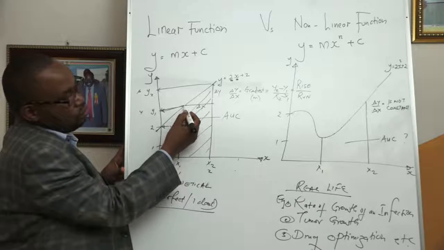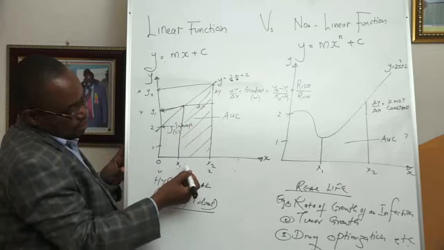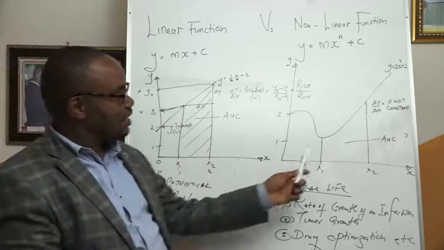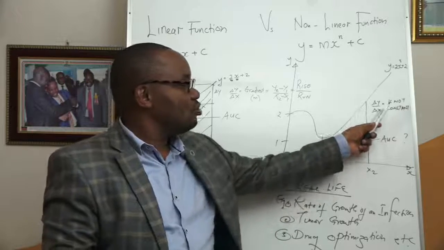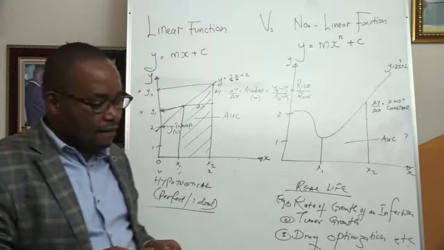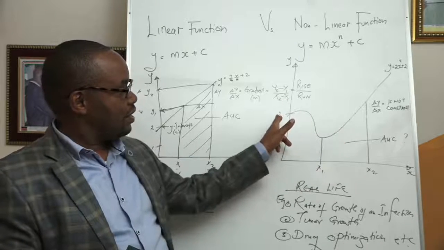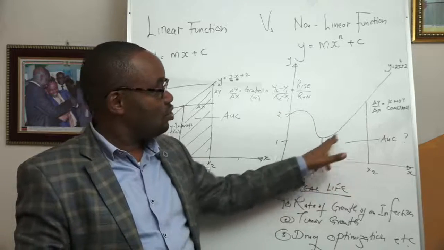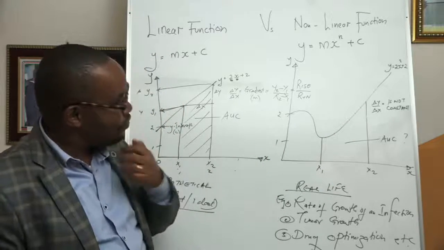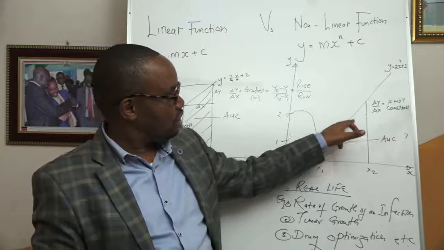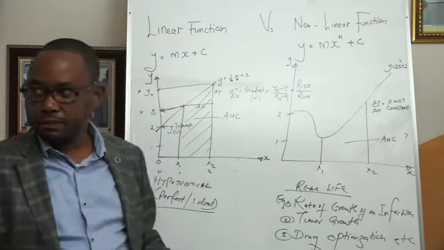You may not be able to use 2 points, x1 and x2, to determine the gradient, because the gradient keeps on changing at any given time. It's not constant, it keeps on changing. So the rate of change of y given x is not constant, and therefore it poses some challenge in determining the rate of change, the gradient, at any given point.